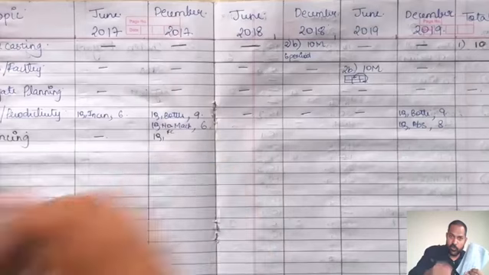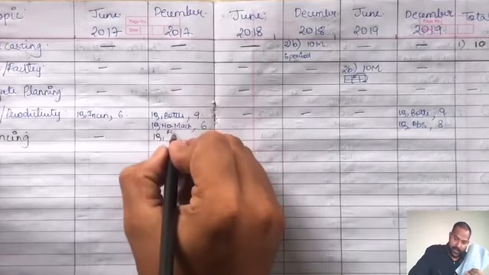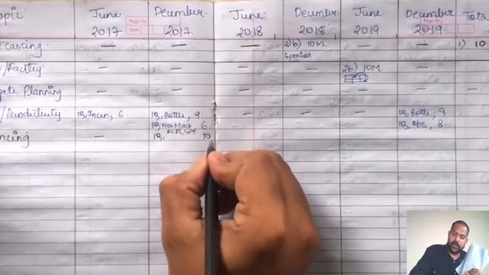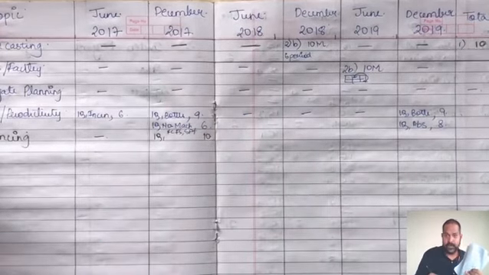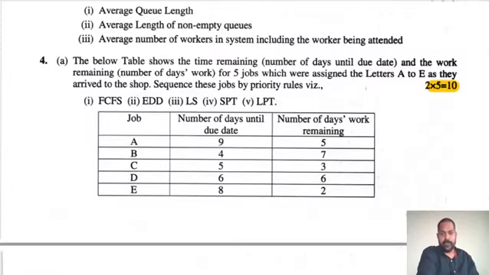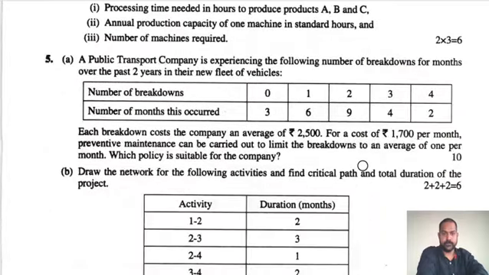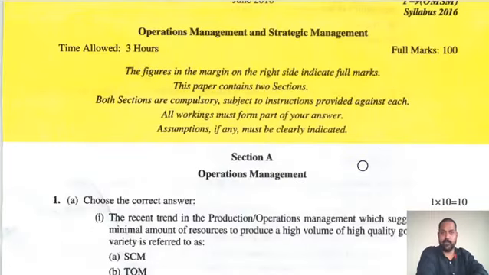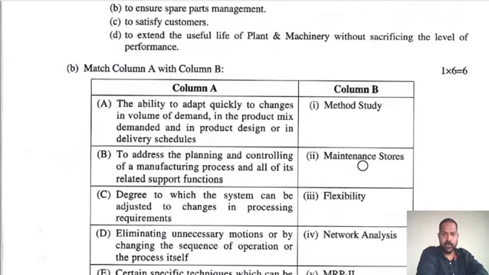I'm writing very small, you won't be able to see, but I'm saying what I'm writing. FCFS, SPT, just write in short. 10 marks. Correct? Let's move on to the next paper. Let's come to the June 18 paper.